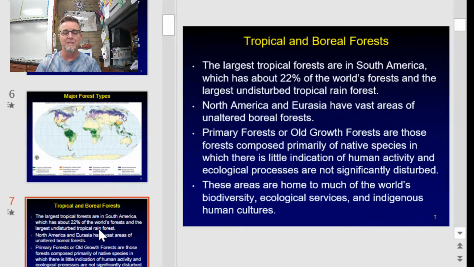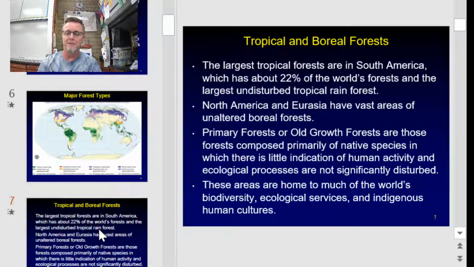North America and Eurasia have vast areas of unaltered boreal forests, but those areas are shrinking. Primary forests or old growth forests are those forests that are made up of largely native species where there's very little indication of human activity. And really those old growth forests in places like North America and Eurasia that haven't seen much human impact are kind of like the nursery for incredible numbers of valuable life forms, whether they be plant or animal or somewhere in between. Okay? They're home for much of the world's biodiversity, ecological services, and even indigenous human cultures.